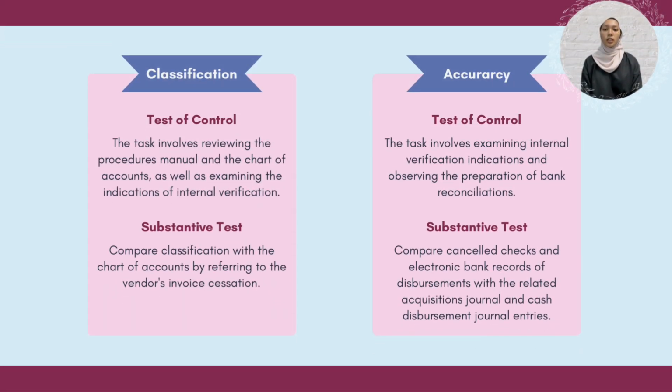Now, we have two more key assertions for cash disbursement transactions, which are classification and accuracy. Classification, test of control: the task involves reviewing the procedure manual and the chart of accounts as well as examining the indication of internal verification. Substantive test: compare classification with the chart of accounts by referring to the vendor invoice. Lastly, accuracy, test of control: the task involves examining internal verification indication and observing the preparation of bank reconciliation. For substantive test, compare cancelled checks and electronic bank records of disbursement with the related acquisition journal and cash disbursement journal entry.